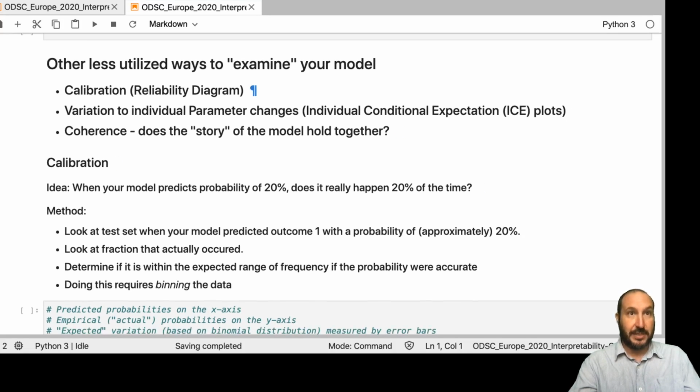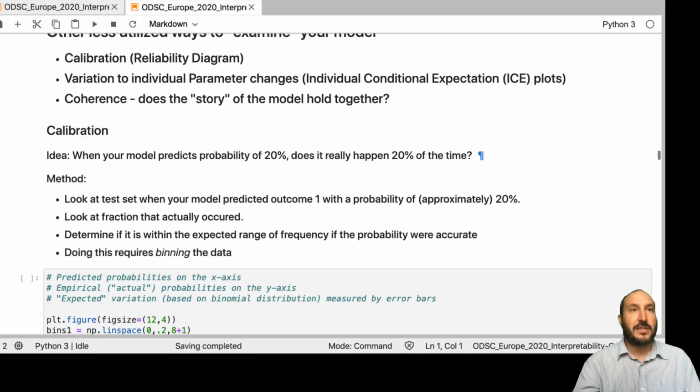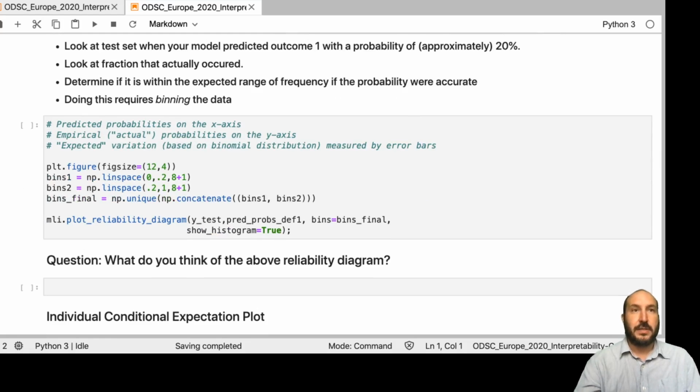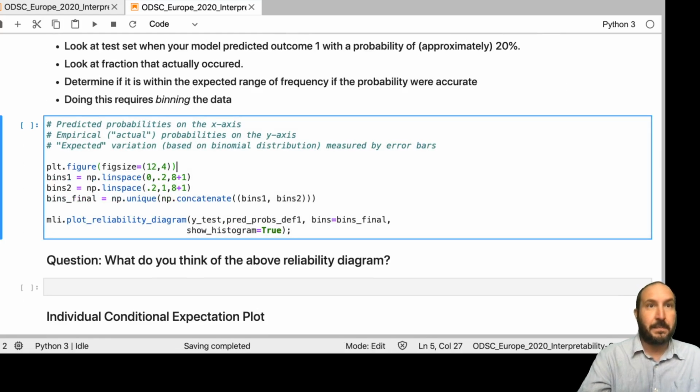It's called calibration. And then we're also going to look at what are called ICE plots, which is, let's say I take a point in my data set, and then I change just the value of one feature. How does the value of my prediction change? And we're going to take a subjective look at that and say, is this coherent? Does the story the model is telling hold together? Does it really make sense what the model is suggesting? So let's start looking at the data. The first thing we're going to do is look at this reliability diagram.